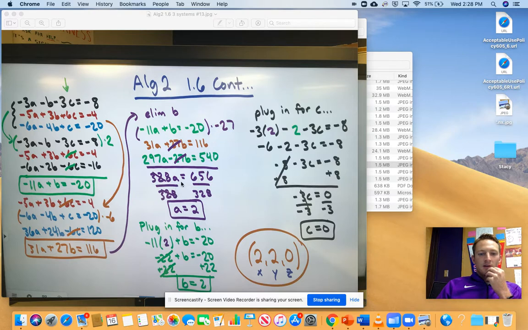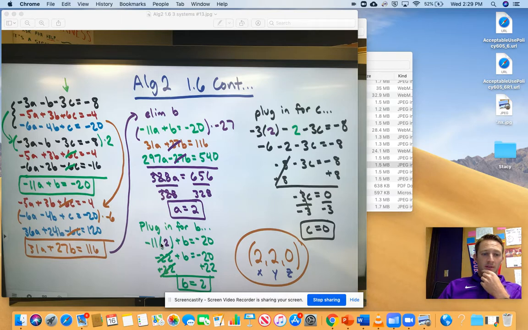I'm going to solve for a right here. There's an imaginary multiplication sign, so we got to divide by the coefficient. 656 divided by 328, a equals 2. All right. I'm going to take this a, and I can plug it back into either the orange or the green. I choose the green because b doesn't have a coefficient. It looks easier to me.